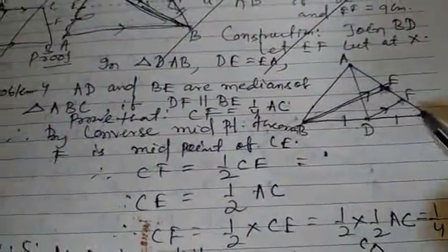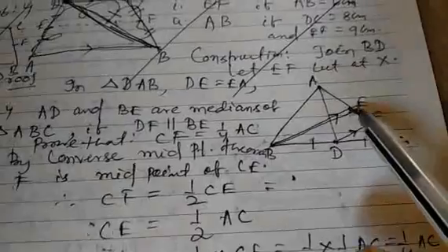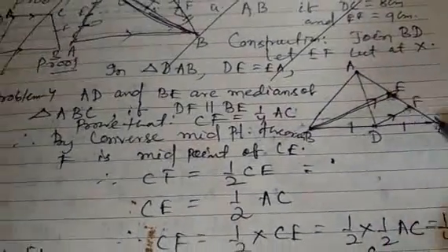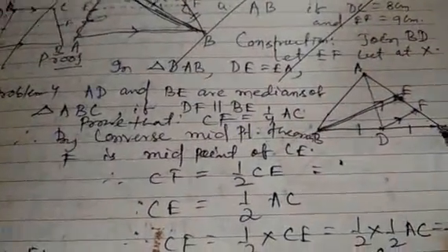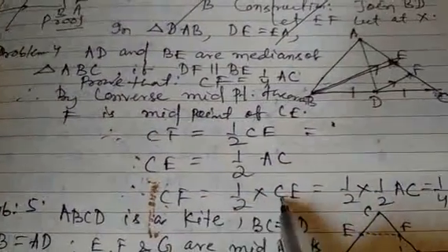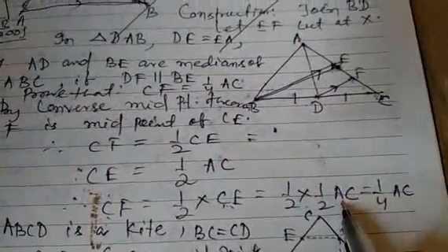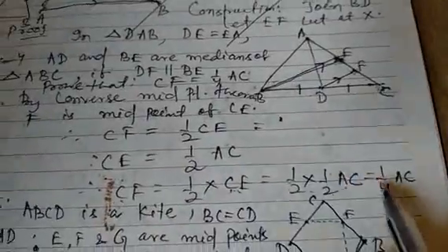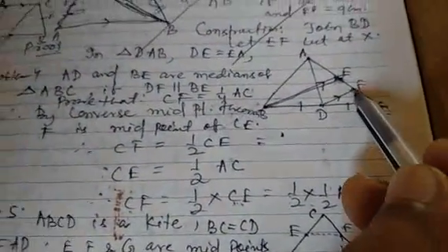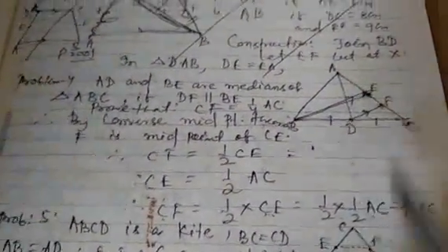So what did you get? CF is half of CE. And CE is half of AC. Now if you take together, CF is half of CE and CE is half of AC. Now half into half, so 1/4 AC. Therefore, it proves CF is 1/4 of AC.